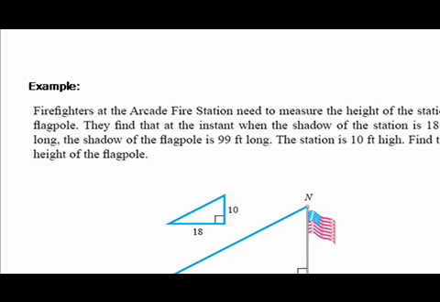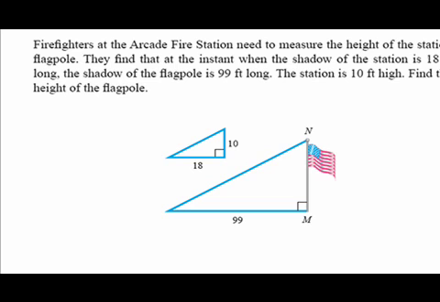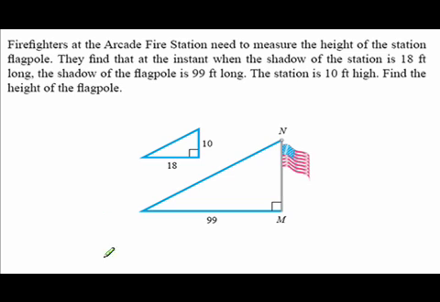For example, first word problem says, firefighters at this fire station need to measure the height of the station flagpole. They find at the instant when the shadow of the station is 18 feet long, the shadow of the flagpole is 99 feet long, the station is 10 feet high, find me the height of the flagpole. So we're going to label that X.